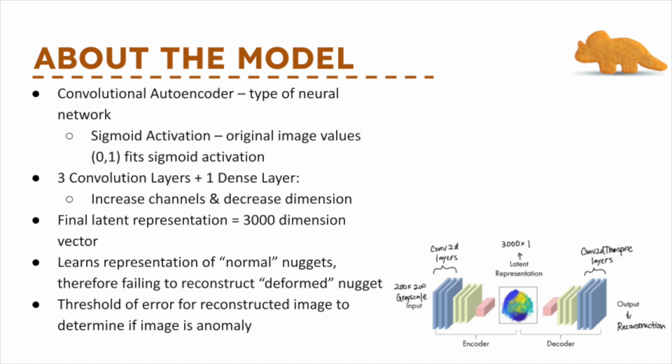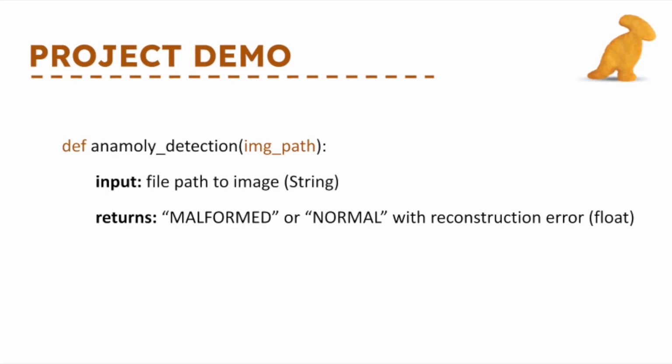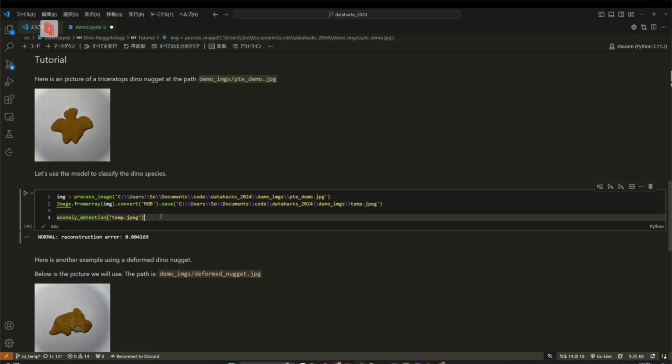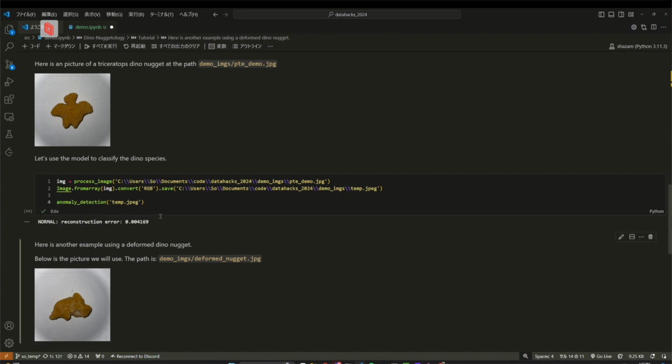The encoder and decoder consist of 3 convolutional layers and 1 dense layer. The convolution layers help reduce the dimension of the input, and the dense layer flattens the image into a 3,000-row latent representation. Here's a demonstration of our model. In our GitHub repository, you can find demo.ipynb, which shows how you can use our model for classification.